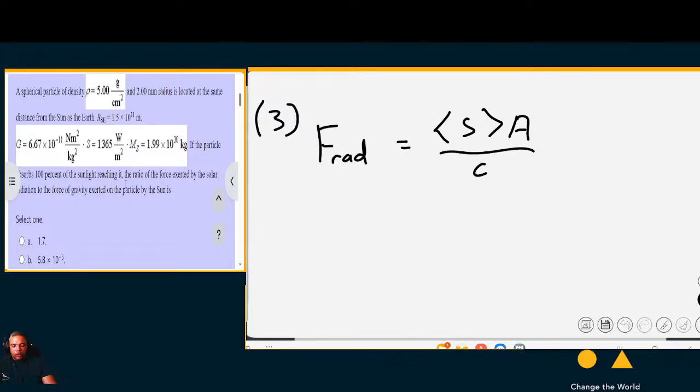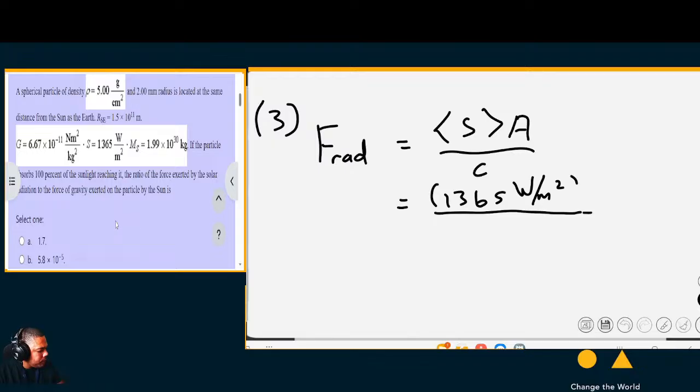Now this is the average intensity. The average intensity in this case has been given to us as 1365 watts per meter squared. That's the average intensity, 1365. You multiply that by the area.